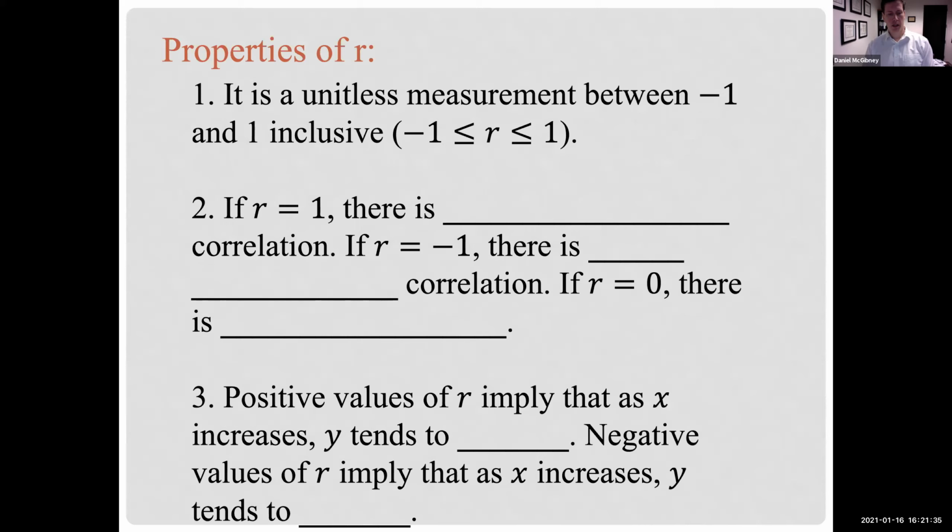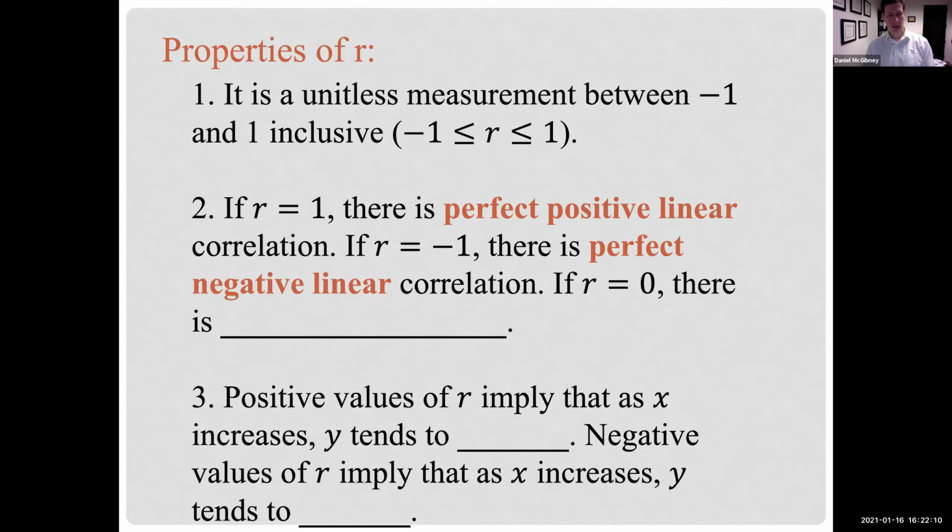Some properties of the correlation coefficient are as follows. The first property is that it is a unitless measurement between -1 and 1 inclusive. The maximum value the correlation coefficient can take on is therefore 1. And if R equals 1, there is a perfect positive linear correlation between x and y. But if R equals -1, there is a perfect negative linear correlation. And if R equals 0, there is said to be no linear correlation.